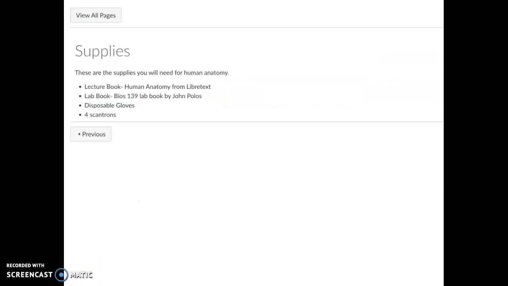One of the pages is going to be supplies. I'll have a link to the lecture book. It will have my lab book here for upload. And it tells you the other 2 things: disposable gloves, and these should be ones that are actually medical grade that formaldehyde does not go through, like nitrile gloves, and 4 100-question scantrons. So this is where you find the lab book.